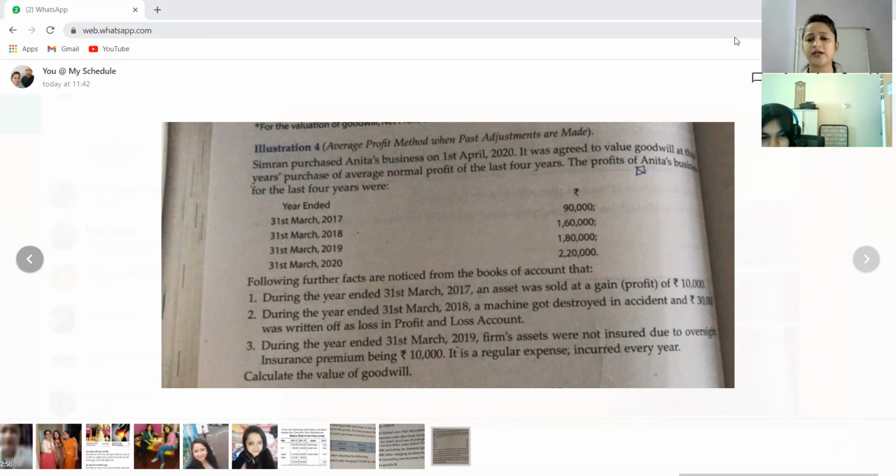Now, first we have to calculate correct profit. So give the heading calculation of correct profit. Now make the particulars and 4 years columns: 2017, 18, 19 and 20.